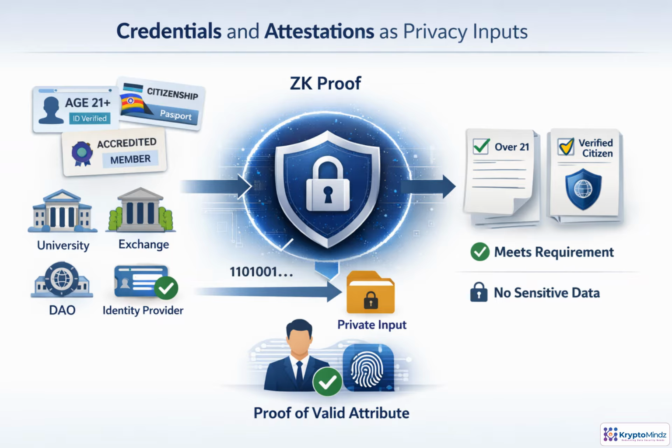Credentials let a trusted issuer make a claim about a user. Over 21, a citizen, accredited, compliant, or a member. The user keeps that credential private and uses it as an input to a zero-knowledge proof. The verifier does not need the whole document. They learn only that the required attribute is valid and that the issuer's attestation checks out. This turns identity into reusable, privacy-preserving access logic.